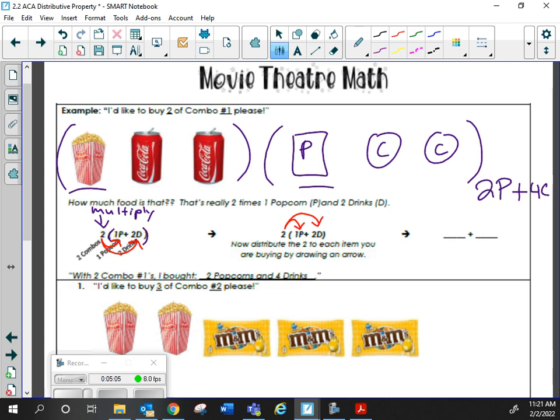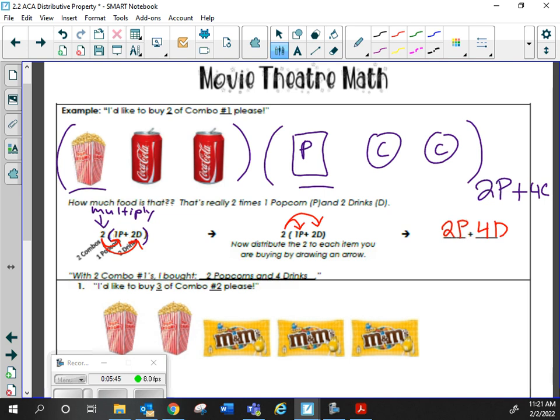If I do 2 times 1 popcorn, how many did I end up with? 2. I ended up with 2 popcorns. And if I do that math, 2 times 1 is 2. Now, I also need to give it out to the other thing, because I need 2 of this as well. So I need 2 times 2 classes, 4. So I should also have 4 drinks. Do you see how the math also relates to it? And in total, I should have all those items. So with 2 number 1s, I bought 2 popcorns and 4 drinks. We agree with that statement? Yes, ma'am.